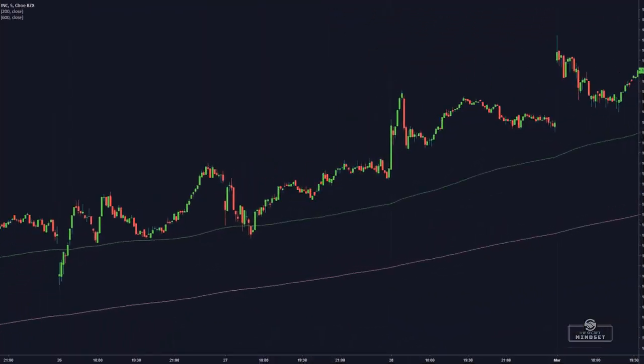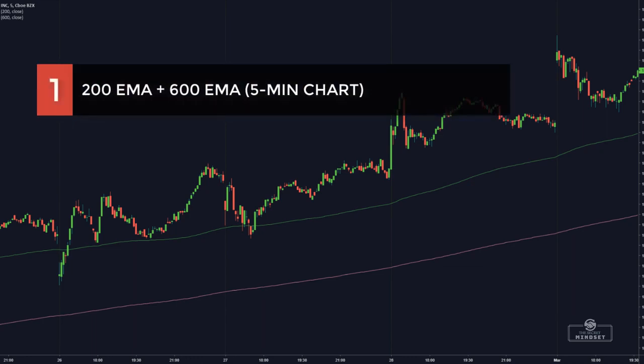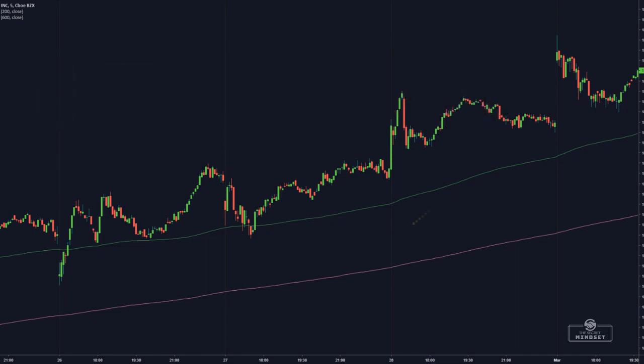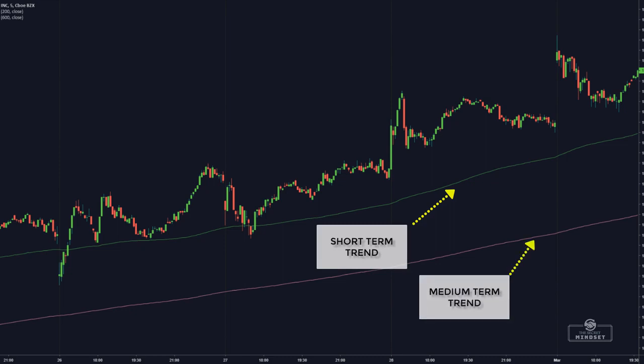The first technique takes into account the 200 EMA and the 600 EMA on a 5 minutes chart. We'll use the 200 period exponential moving average as an indicator to determine the short-term trend and the 600 period exponential moving average to establish the medium-term trend.